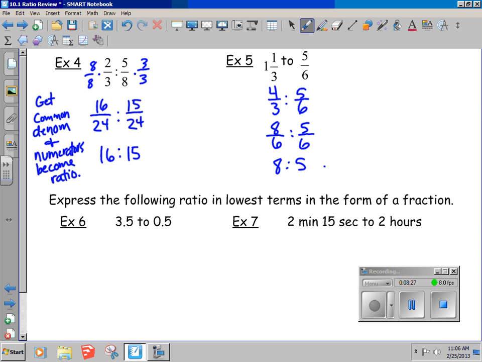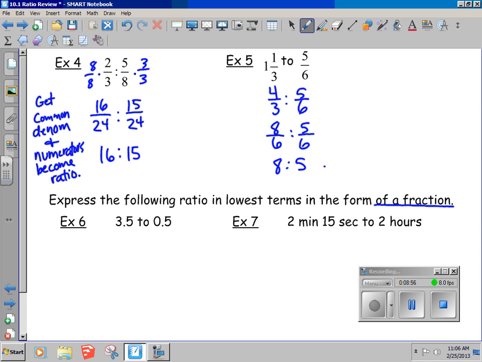All right, these directions are a little different for our last 2 examples here. We have to express the following ratio in lowest terms in the form of a fraction. Most kids just go to using the colons to express their ratios, but don't forget they can also be in fraction form. So let's put these ones in fraction form. Example 6. When you look at it, you notice you have decimals, and you can't have that in a ratio, so you have to clear the decimals.